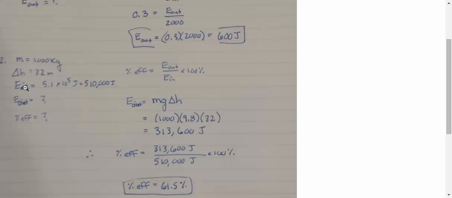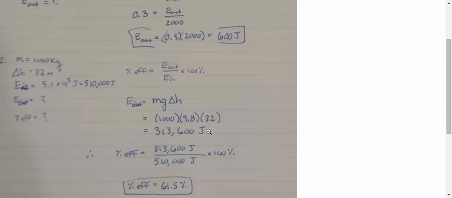So you can see I messed it up. I actually wrote it out in the first place. The E in is 5.1 times 10 to the 5 joules, or 510,000 joules. The output is unknown, the efficiency unknown. So what we do is we start with our equation, but I don't know the output. So we calculate how much work is actually done to lift an object 32 meters in distance. So 1,000 times 9.8 times 32 is 313,600 joules.